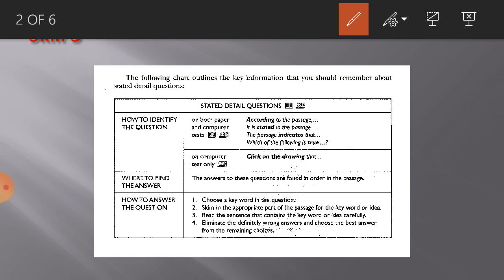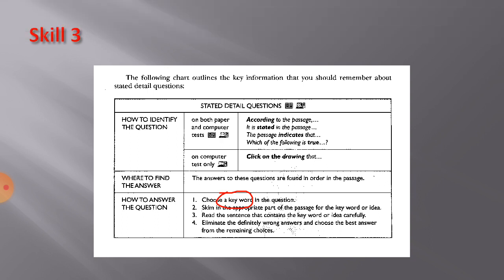First, choose a keyword in the question. Number 2, skim the part of the passage for the keyword or idea. Number 3, read the sentence carefully and try to understand the sentence that has the keyword. Number 4, eliminate the definitely wrong answers and choose the best answer from the remaining choices.